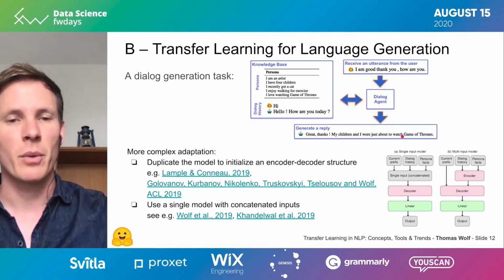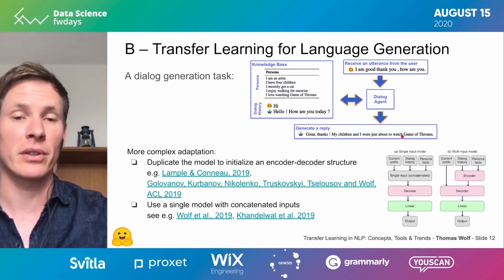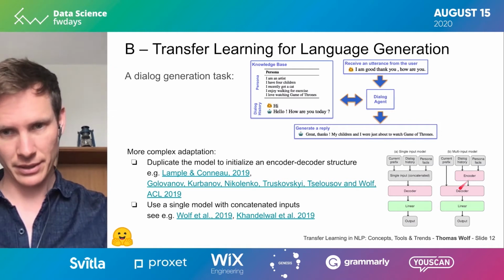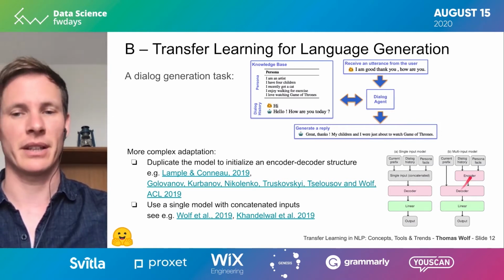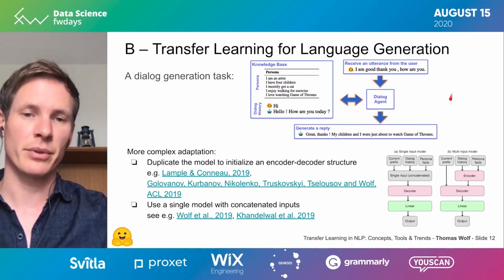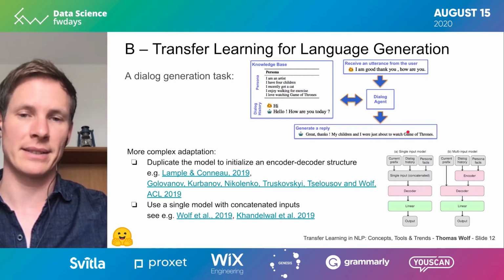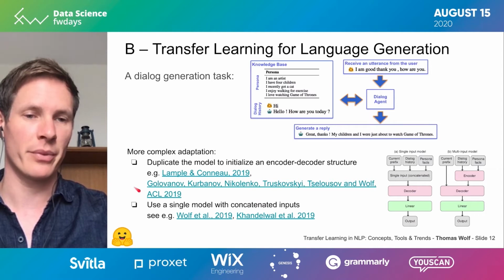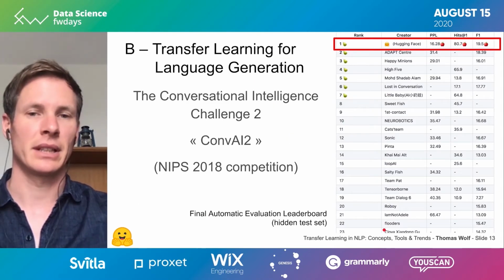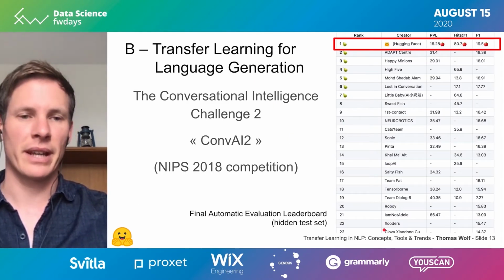So one question is, how do we modify our model to handle these various types of inputs? There are many ways you can do that. You can duplicate the model, you can make it an encoder and decoder, or you can concatenate all these inputs to build a single input for the model and just generate the reply as the continuation of the input. So we have a paper in ACL last year where we compared these two variants. It's quite interesting.